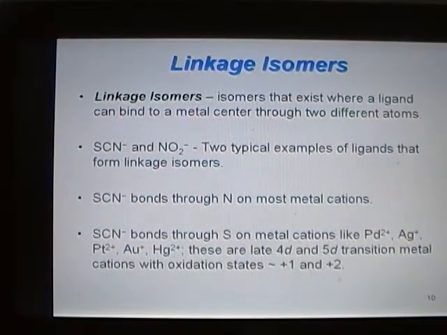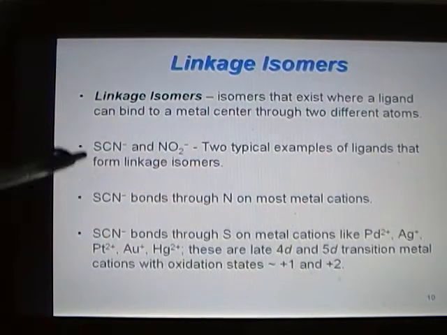Now on to linkage isomers. Linkage isomers are isomers where a ligand can bind to a metal cation through two different atoms. We've talked about ambidentate ligands before, such as SCN- and NO2-.